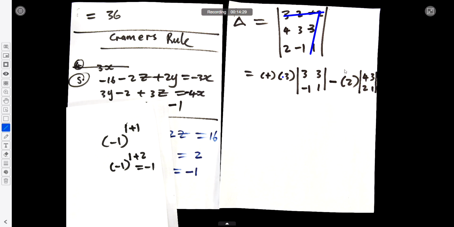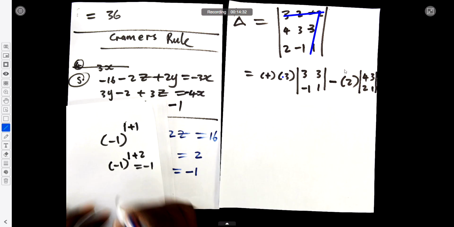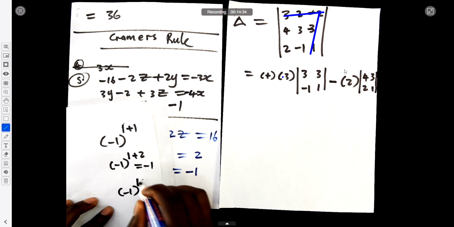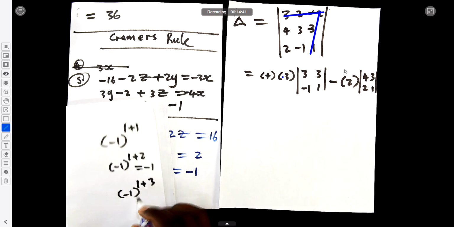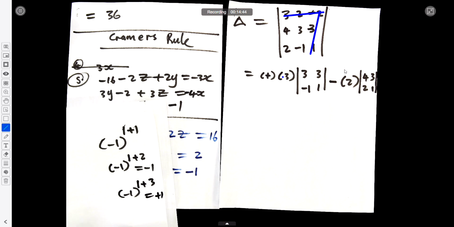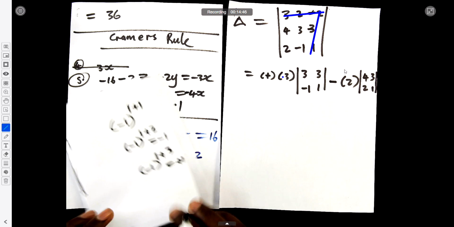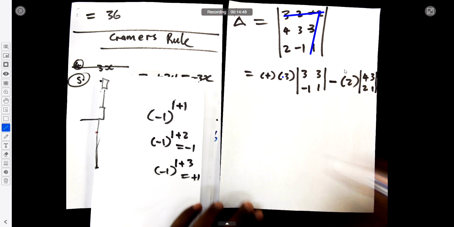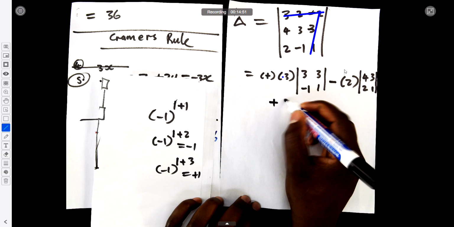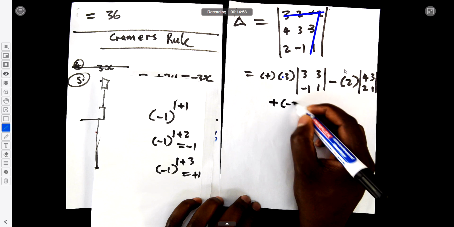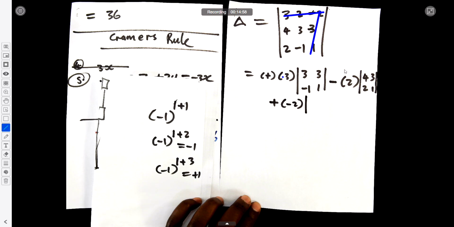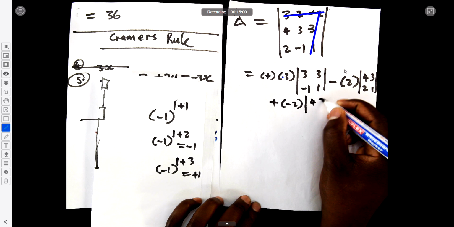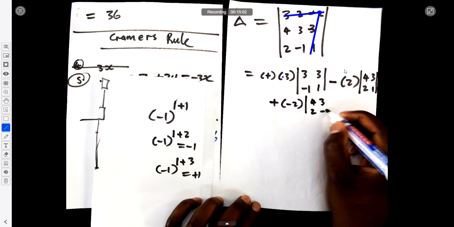But we know that it is in row 1, column 3. So 1 plus 3 is 4. Then negative 1 to the power of 4 comes out as a positive 1. So hence in that case we know it's positive. Therefore multiply by the element negative 2 and its minor. The minor of that element is going to be 4, 3, 2, negative 1.